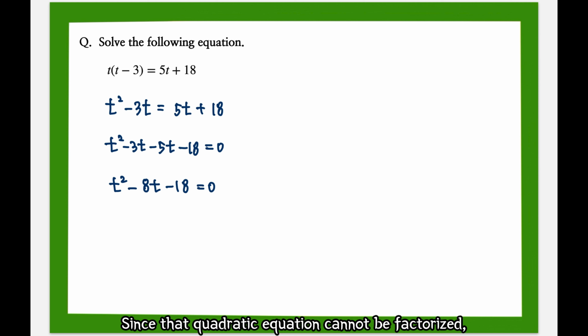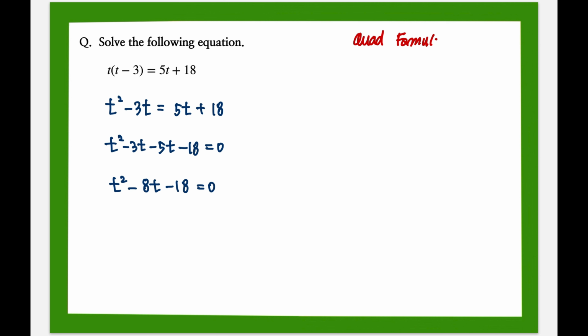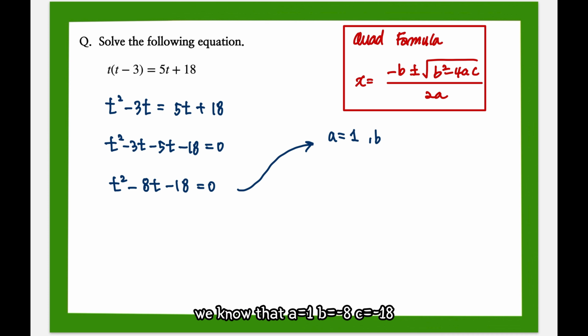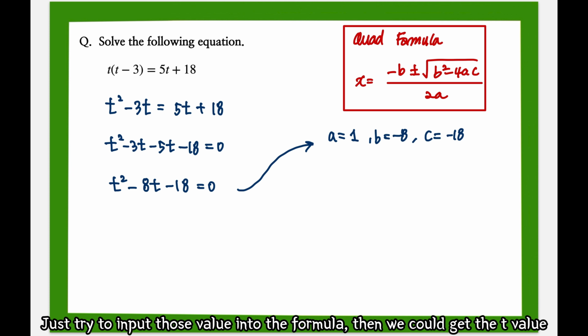Since that quadratic equation cannot be factorized, we have to use the quadratic formula, which is x equals minus b plus or minus root b squared minus 4ac over 2a. So from our equation, we know that a value is 1, b value is minus 8, and c value is minus 18. Just try to input those values into the formula. Then we could get the t value.